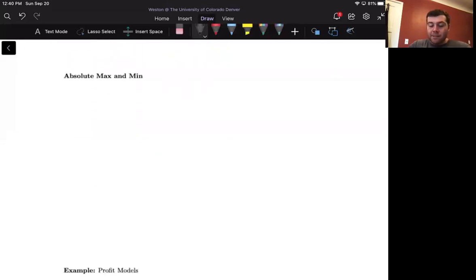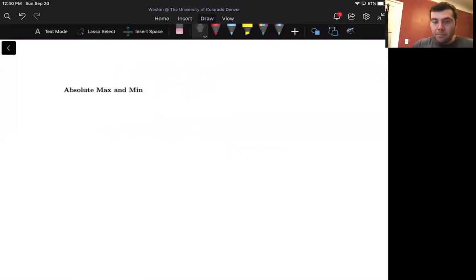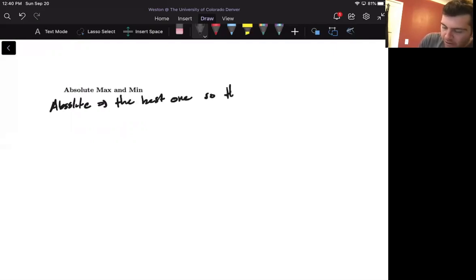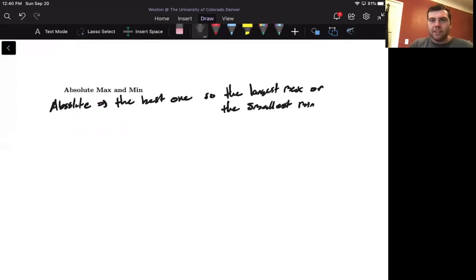The final concept is absolute max and min. The absolute max or min implies that we're looking for the best one. So the largest max or the smallest min. So this is where the function's at its absolute greatest or absolute least.